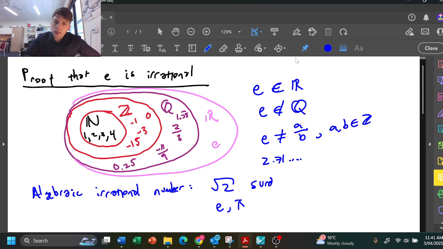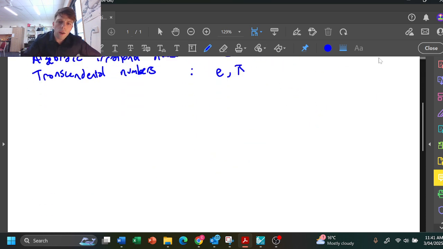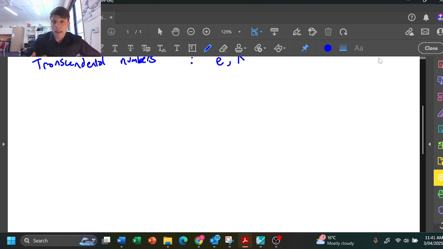So these are actually special types of numbers. They're special even among irrational numbers. We call them specifically transcendental numbers. So it's in the same category as pi in this respect. But right now, we're not really interested in that. We just want to show that e is an irrational number. Okay, so how do we do that?